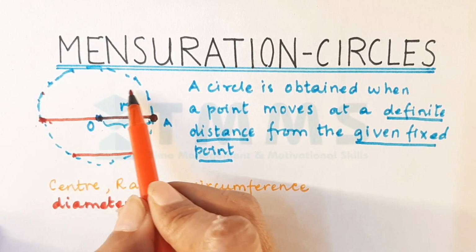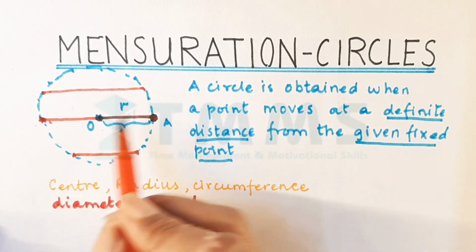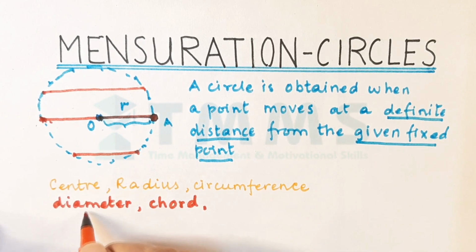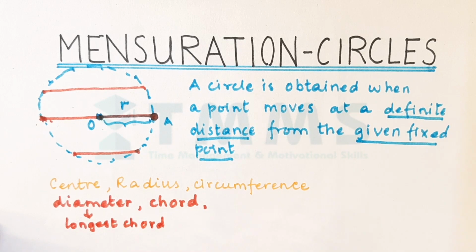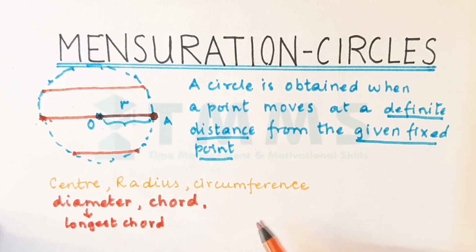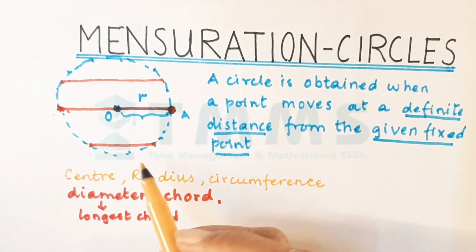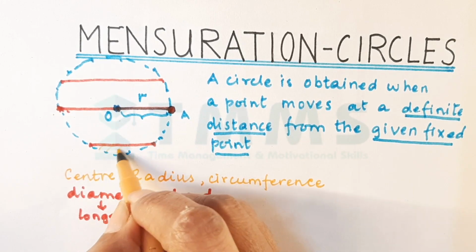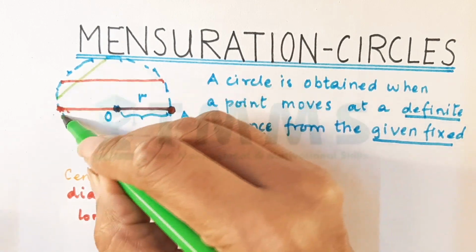If we take any two points over here, we are going to get a chord which will not be as long as the diameter. So what do we see? The diameter is the longest chord. So if we are asked about the longest chord, remember it is the diameter. Now we come to some more terms. A chord divides the circle into two parts. So we have this part and we have this part.